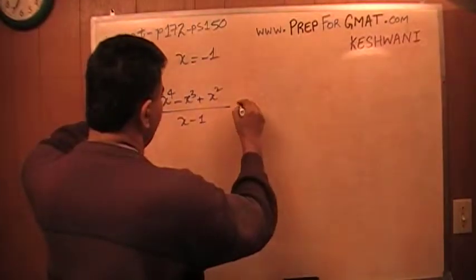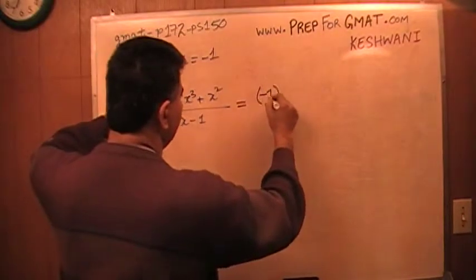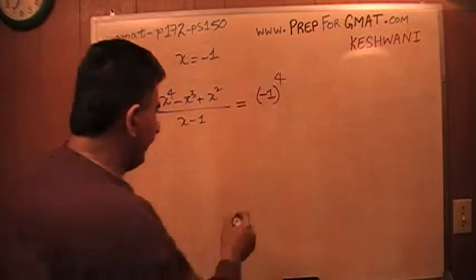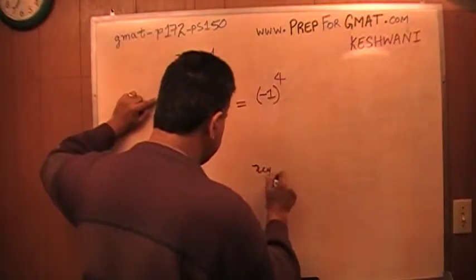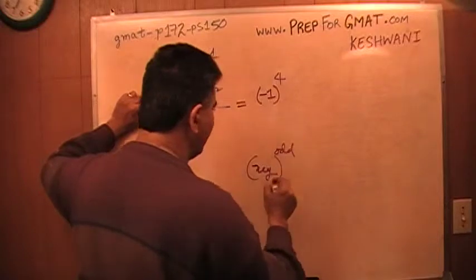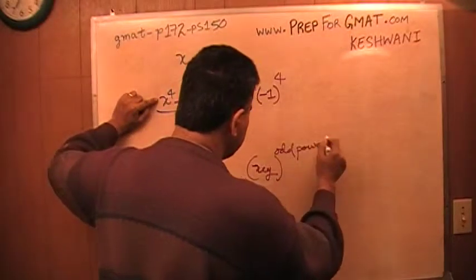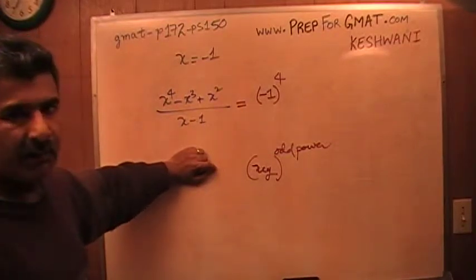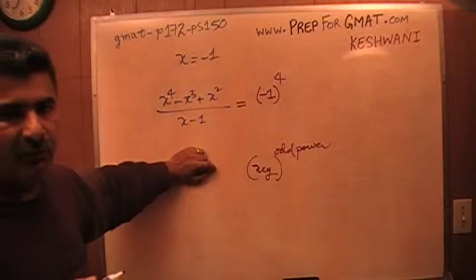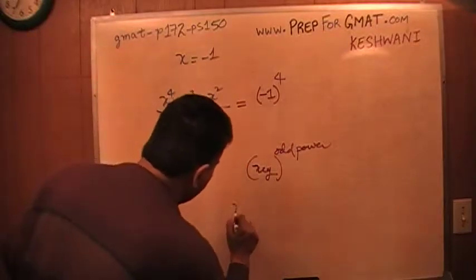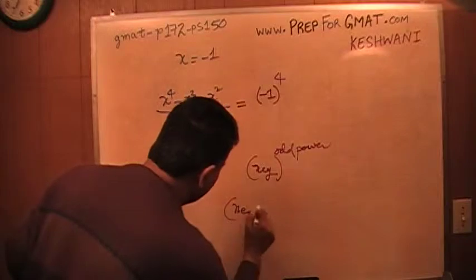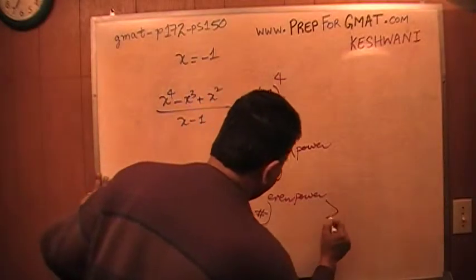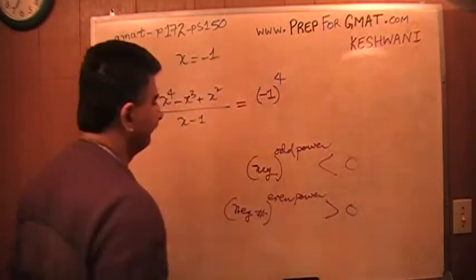So x to the 4th, that's -1 raised to 4th. And how much is -1 raised to 4th? I hope that you know that when you have a negative number raised to an odd power, it remains negative. A negative number raised to an odd power will remain negative. A negative number raised to an even power is a positive number.